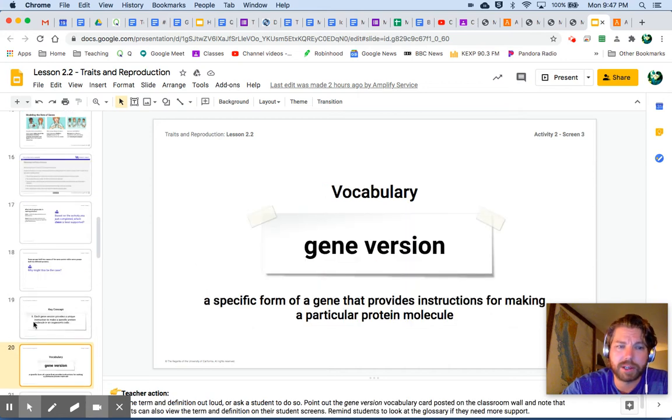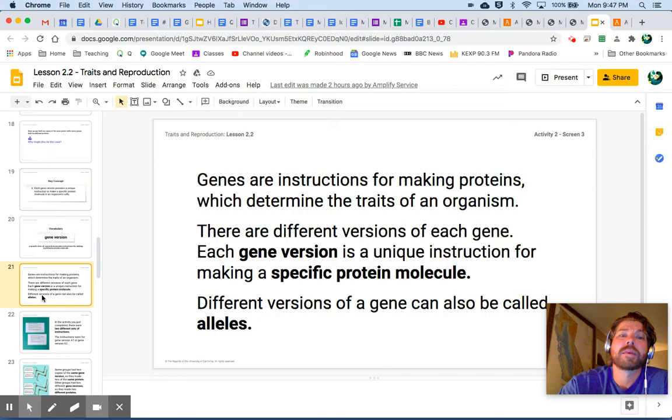Okay, I gotcha. Here we go. Gene version. Good vocabulary term here. A specific form of a gene that provides instructions for making a particular protein molecule. We also might end up calling this an allele, which we actually probably will right here. Genes are instructions for making proteins, which determine the traits of an organism. There are different versions of each gene. Each gene version is a unique instruction for making a specific protein molecule. Different versions of a gene can also be called alleles.